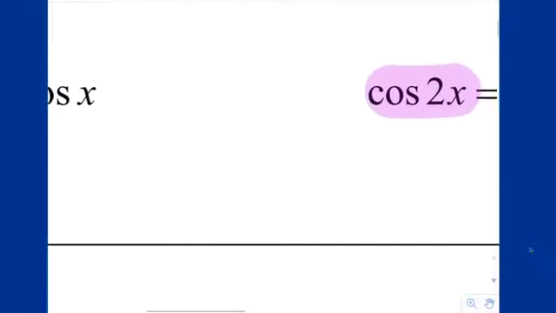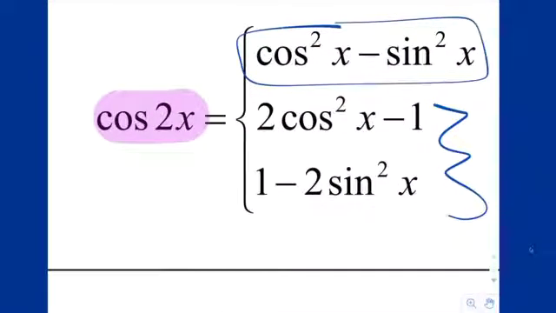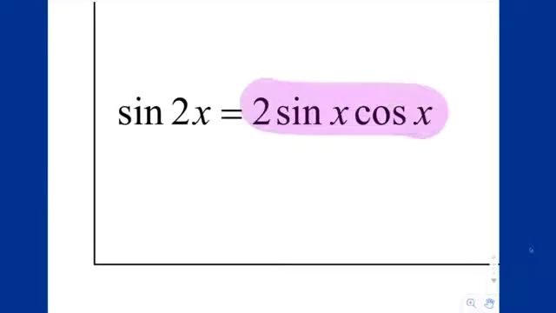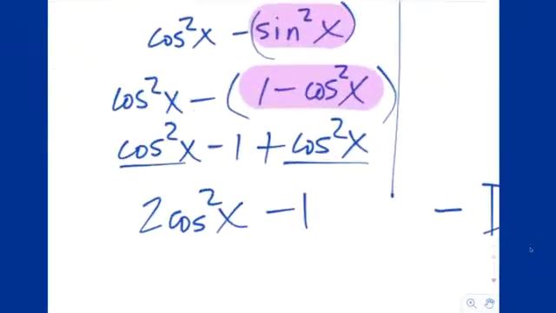And, of course, what is cosine of 2x equal to? Cosine squared minus sine squared. So notice the cosine one is 2 terms, and the sine one is 1 term. But you should be able to get the other 2, if need be, by doing the Pythagorean substitution like we did right here.